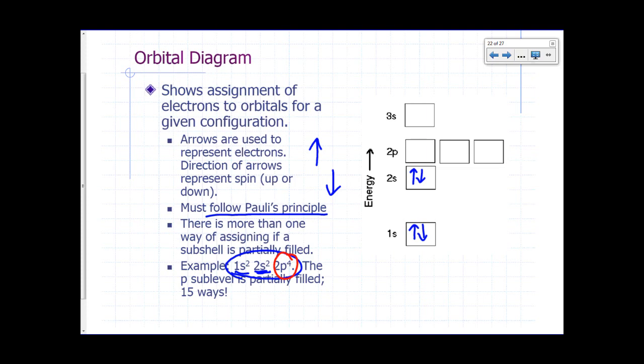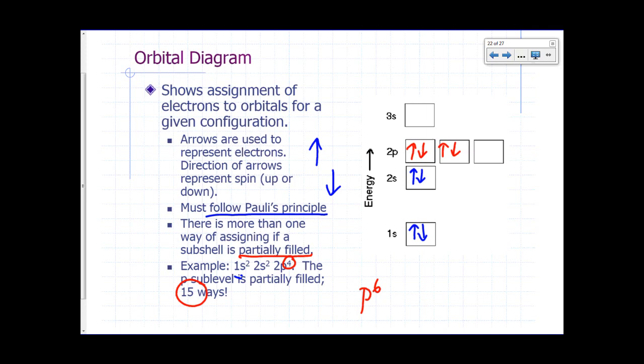Anytime you have a partially filled subshell, in this case you'll notice your p can accommodate up to 6, right? But you only have 4 electrons. So you'll find that there's more than one way of assigning those 4 electrons to the p subshell. In fact, there's 15 different ways you can do this. Here's one way. You can go 1 up, down, that's one way.